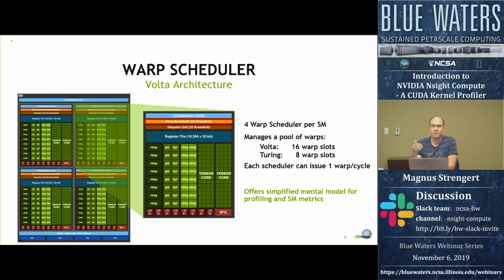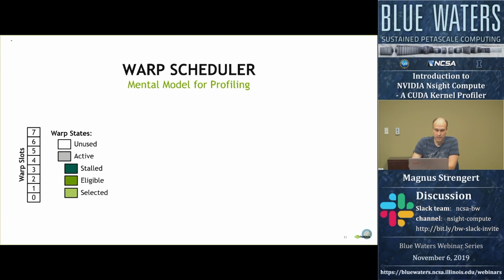The main performance limiter there is that each warp scheduler is capable of issuing one instruction for one warp per cycle. So it would be optimal if every warp scheduler issues 1 instruction per cycle. But that's not always possible, and we can look at how this works with the mental model of the warp scheduler. For simplicity, on the left side, I have these 8 warp slots. We said Volta has 16, but for simplicity and for space on the slide, I just go with 8.